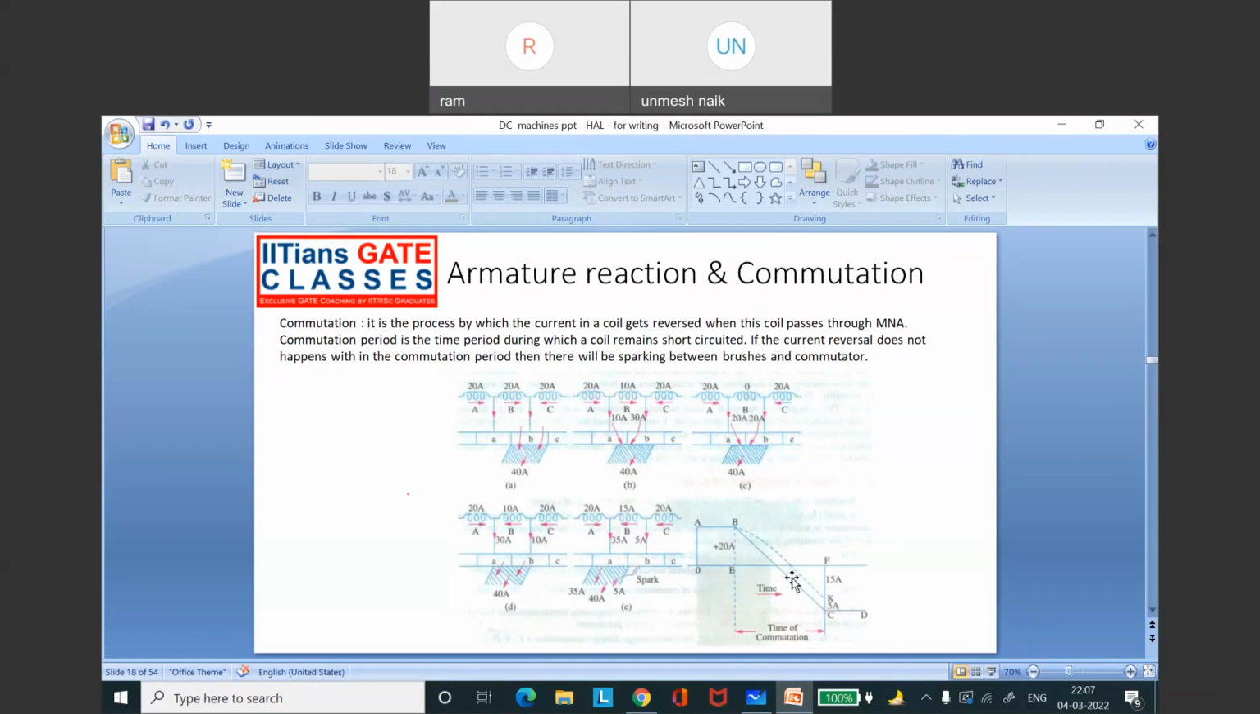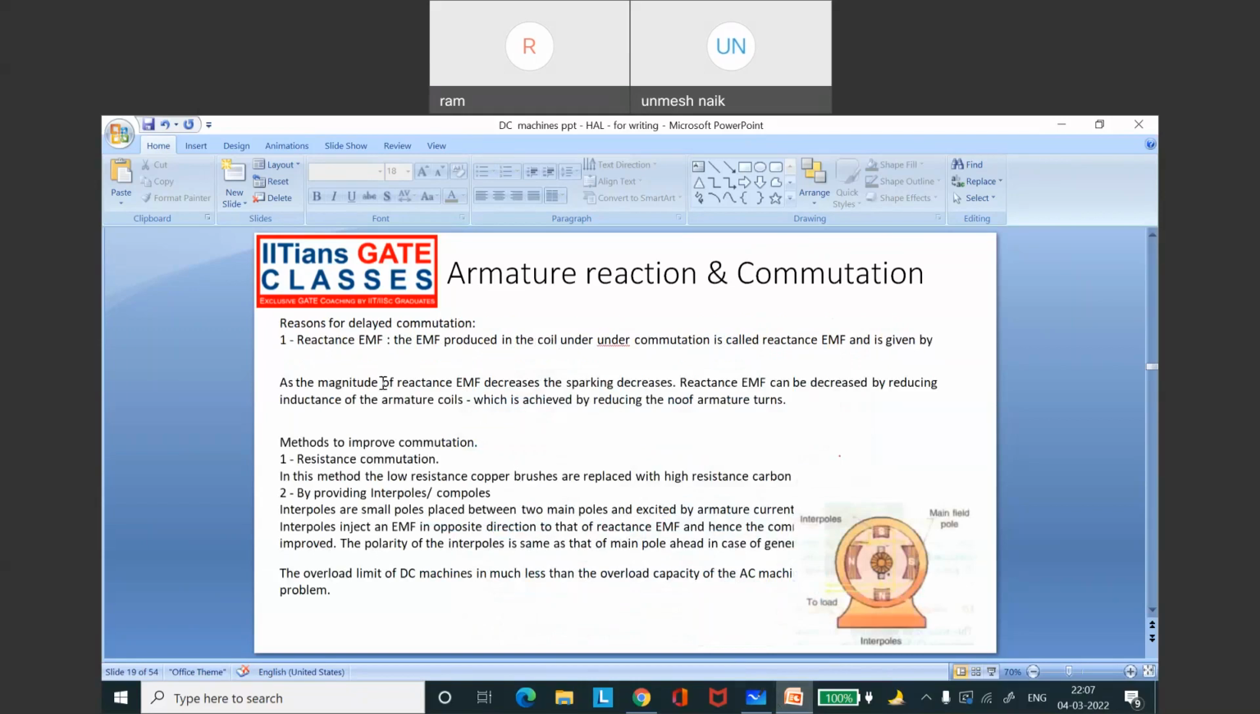So why is this delay happening? This is called delayed commutation. The delay is due to the induced EMF. That EMF we call the reactance EMF. The reactance EMF is the EMF produced in the coil under commutation. If you reduce the magnitude of the reactance EMF, the sparking generally decreases.